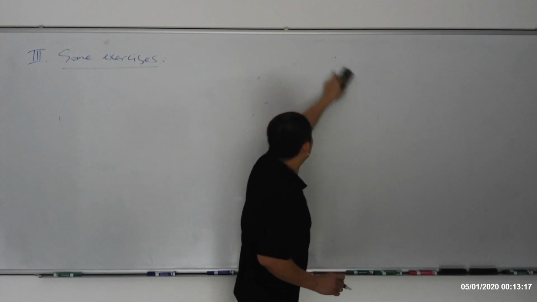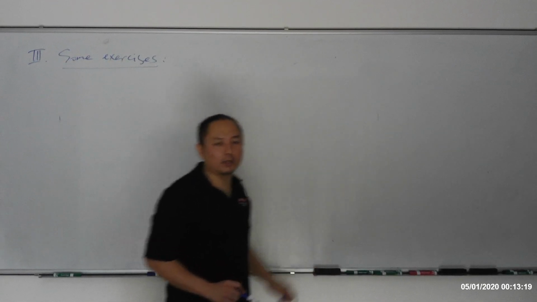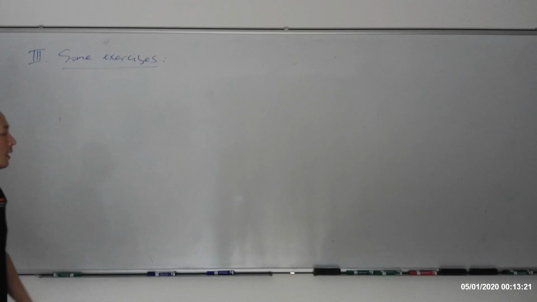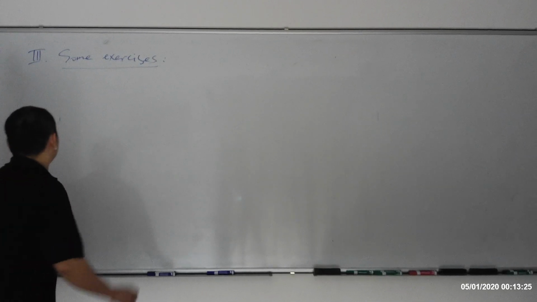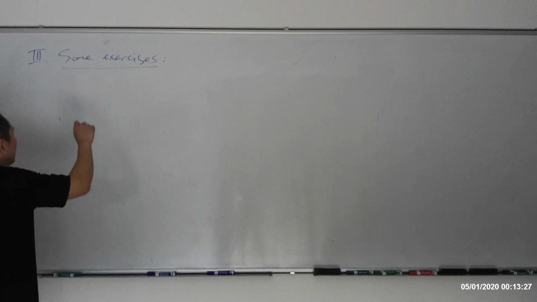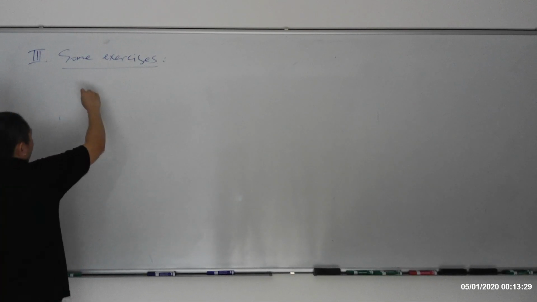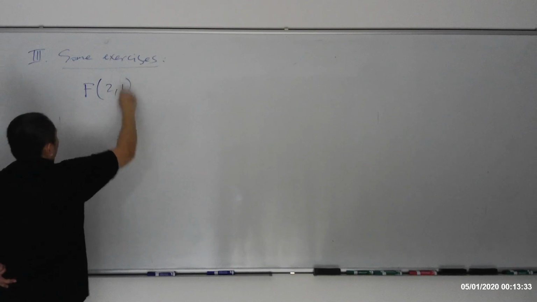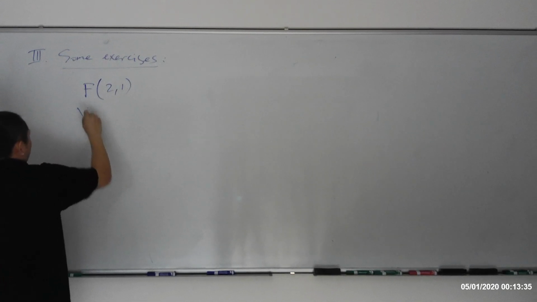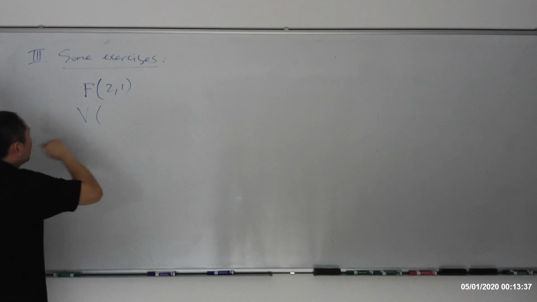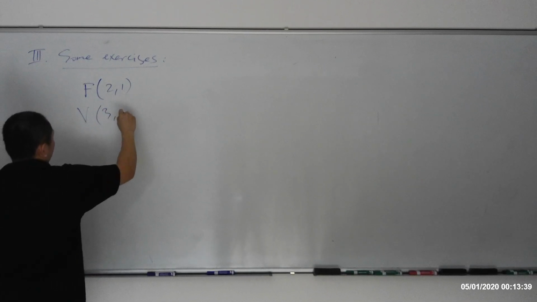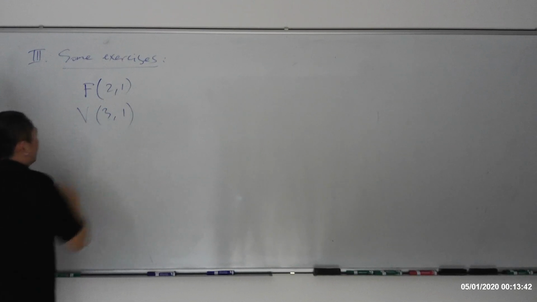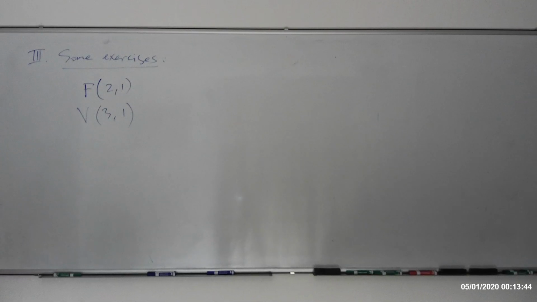The other way around. This time, I give you some information and ask you to figure out the parabola. Okay? So I ask you this. Another example, another type of example. Given the focus is at (2, 1), and the vertex is at (3, 1). Okay? Find the equation of the parabola.